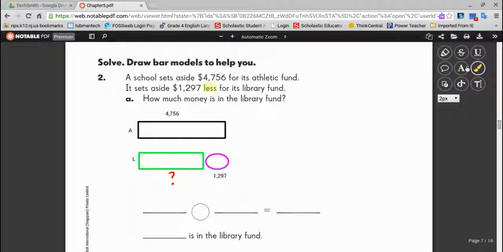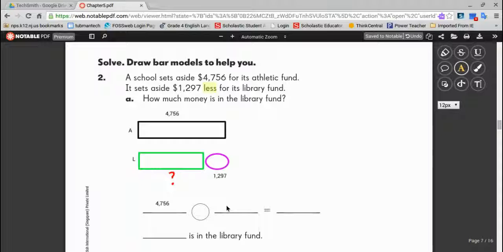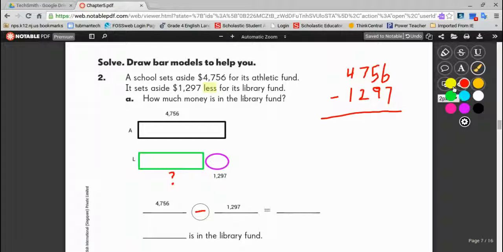Alright, so I'm going to take it away, subtraction, so 4,756. Okay, and here I have 1,297. And I know I'm going to subtract that. Alright, so let's line it up and down. 4,756 minus 1,297.